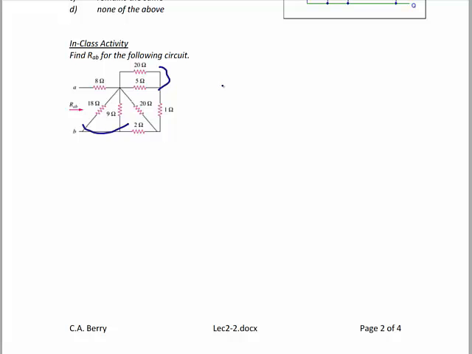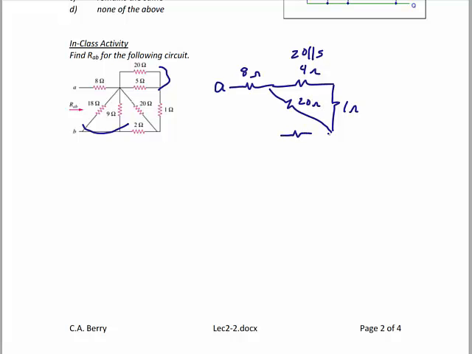So now I redraw the circuit. I have the original 8 ohm resistor, and now I have the resistor that results from 20 in parallel with 5, which is 4 ohms. Then on the right over here, I have a 1 ohm resistor. I still have that 20 ohm resistor that's diagonal, the 2 ohm resistor here. Here's terminal B, and then 18 in parallel with 9, which is 6 ohms.